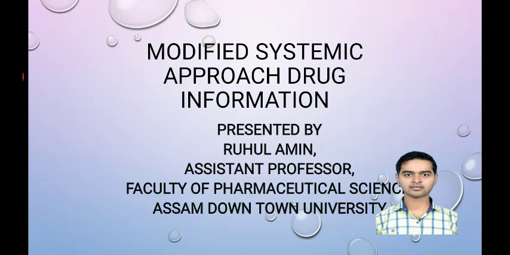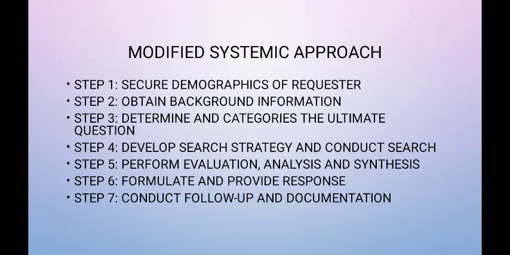So good morning everyone. In the previous class we have already seen track information and poison information center, and today we will see the modified systemic approach of drug information. How can we give drug information as per the modified systemic approach? What are the steps we have to follow while giving drug information or poison information to any patient, medical staff or pharmacy?